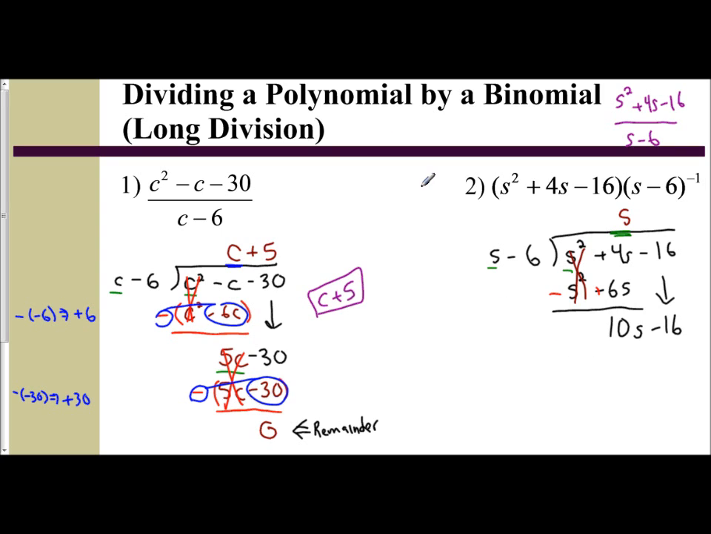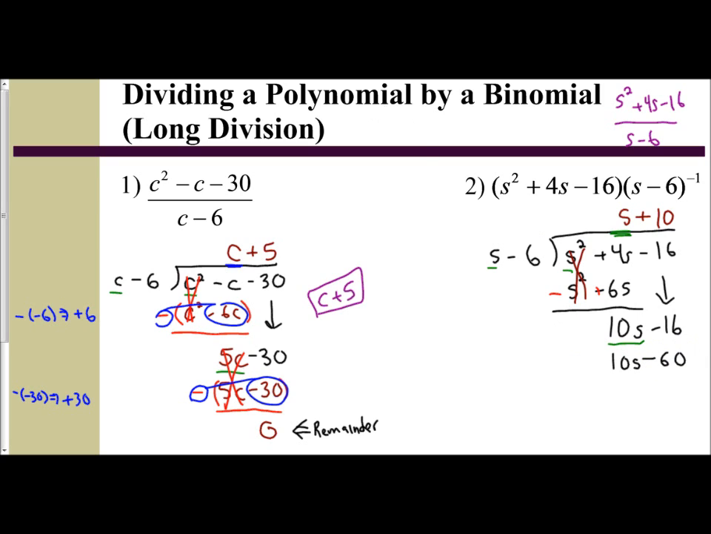And then again, I look at my first terms. What do I multiply s by to get 10s? And that would be a positive 10. And so I put my plus 10 here. And I distribute 10 times s is going to be 10s. 10 times -6 is going to be -60.